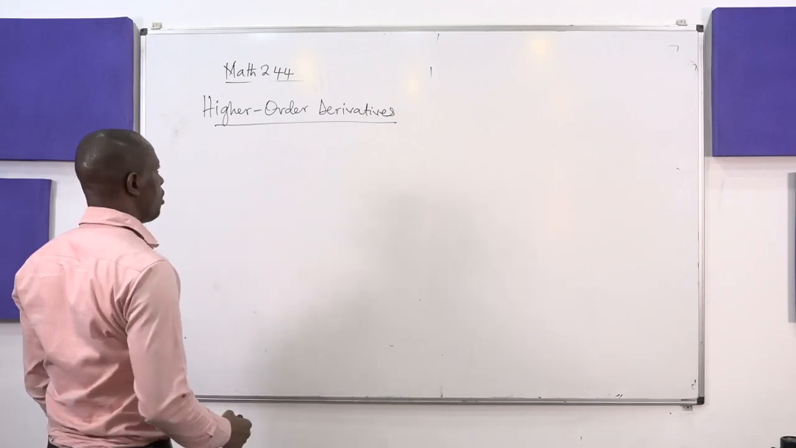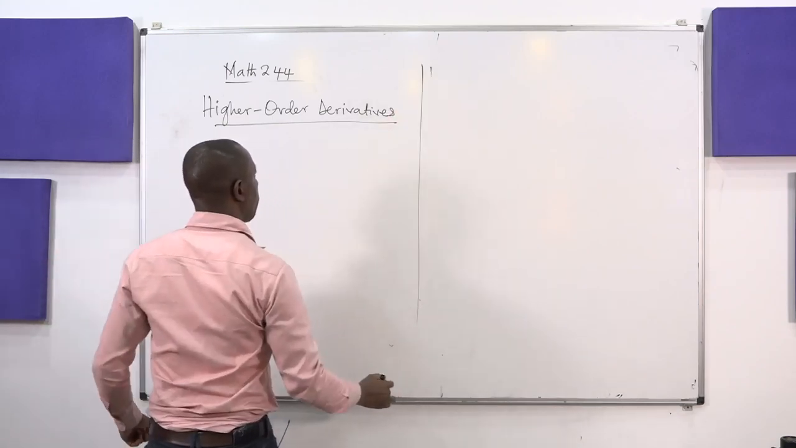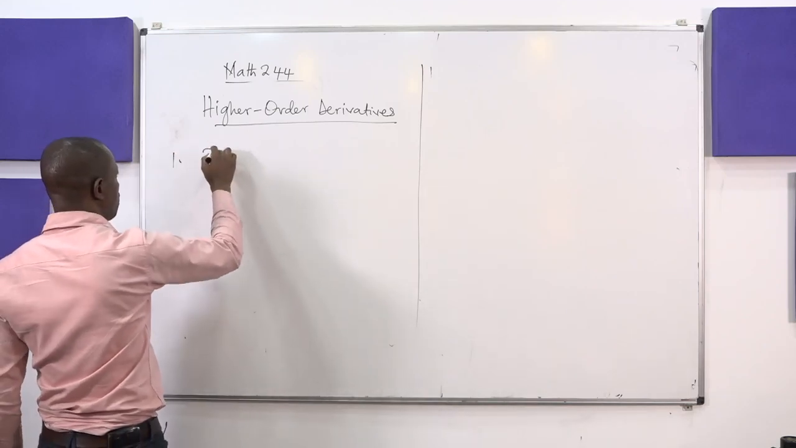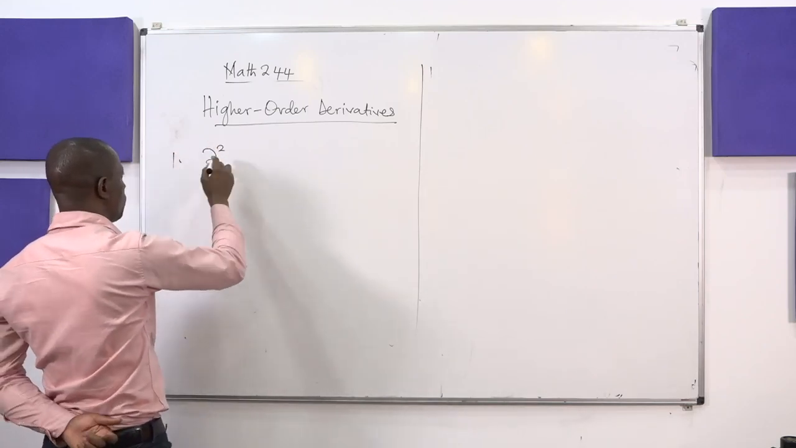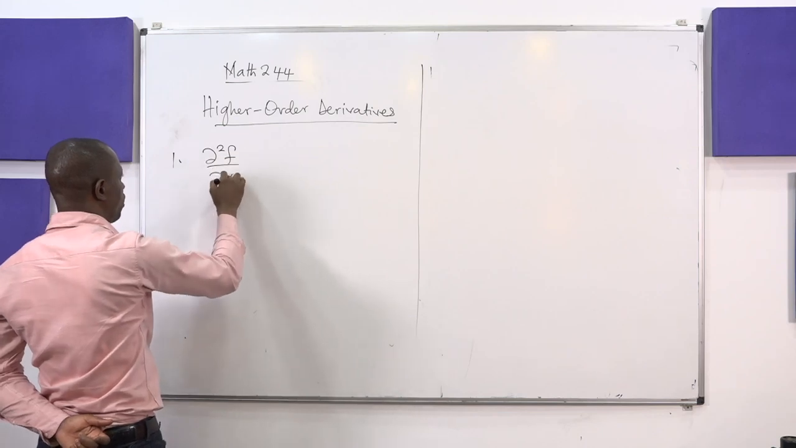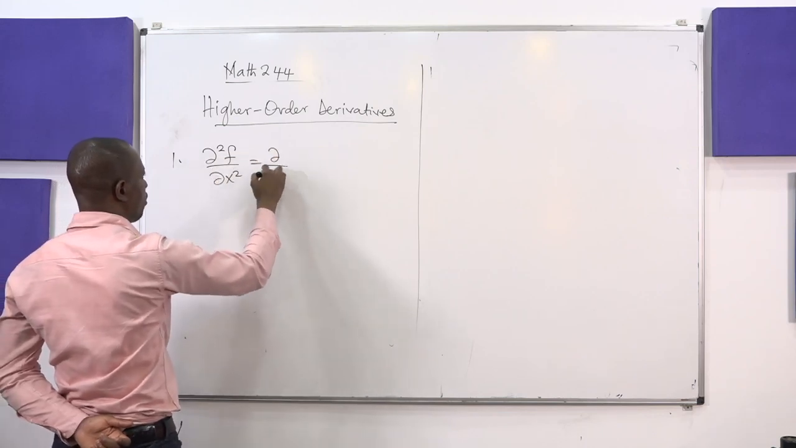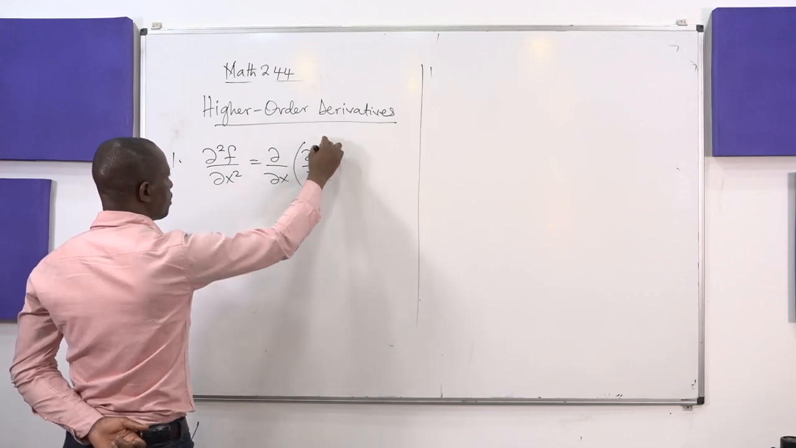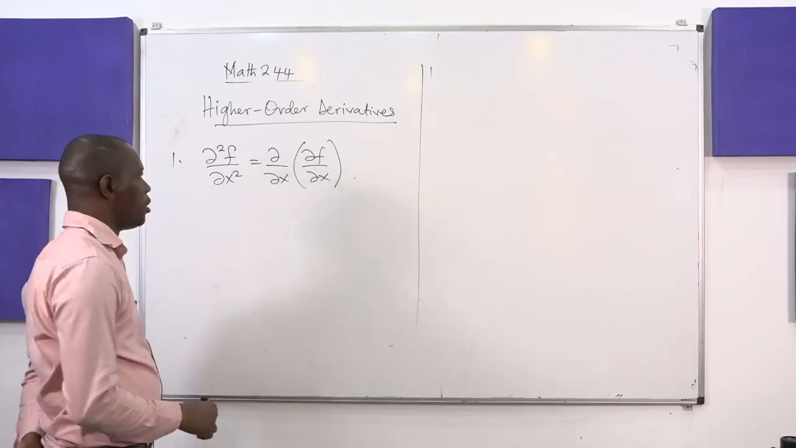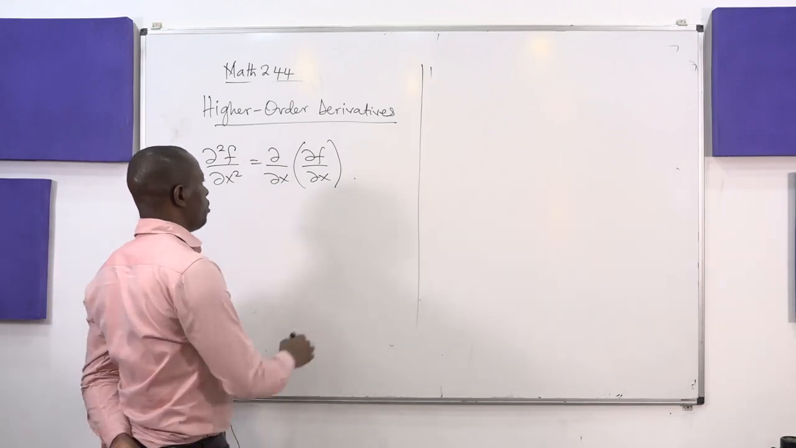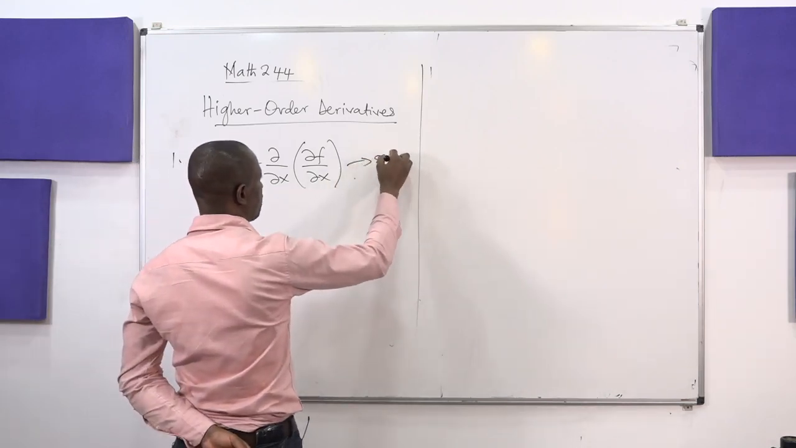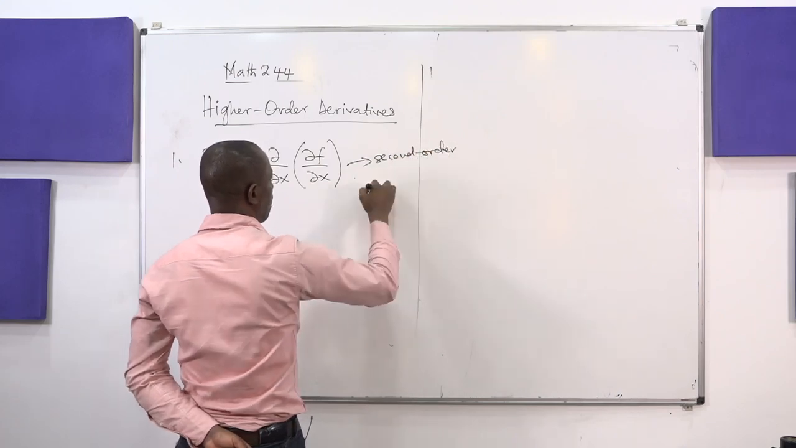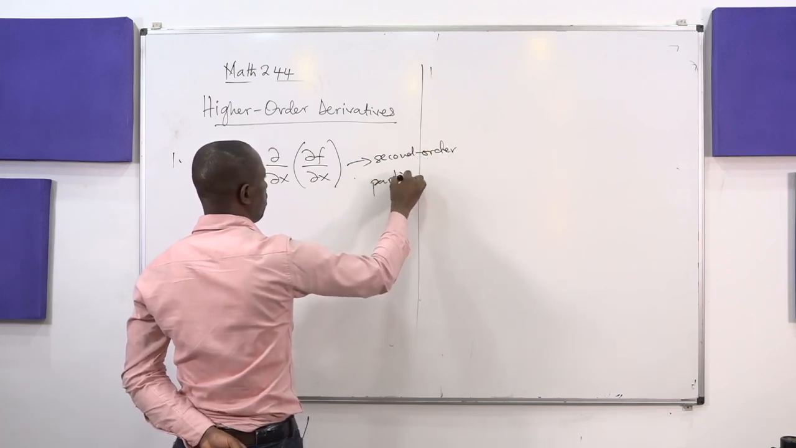Now let's look here. One, partial squared f with respect to x squared. This is the same as partial with respect to x of partial f with respect to x. And we call this one a second order partial derivative.